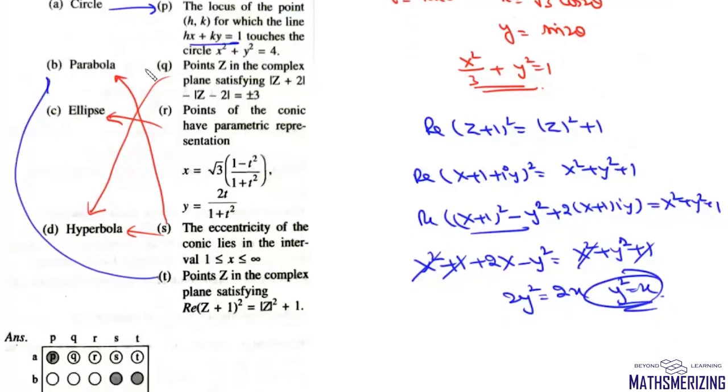So the options that we have are: A matches with only P. B matches with S and T. C matches with R. And D matches with Q and S. And that is the answer to this question.